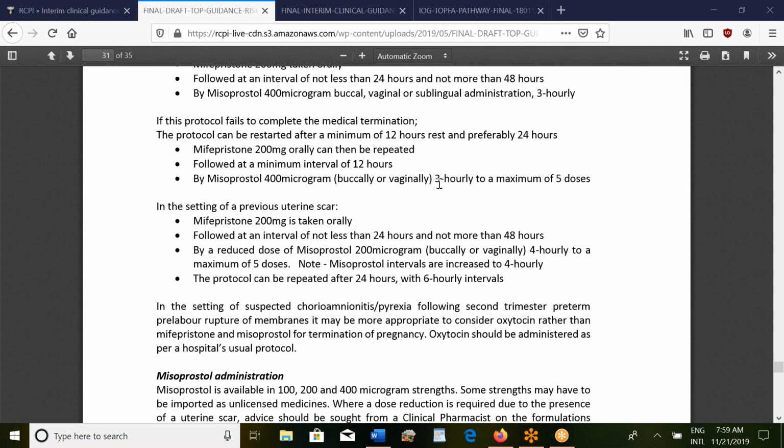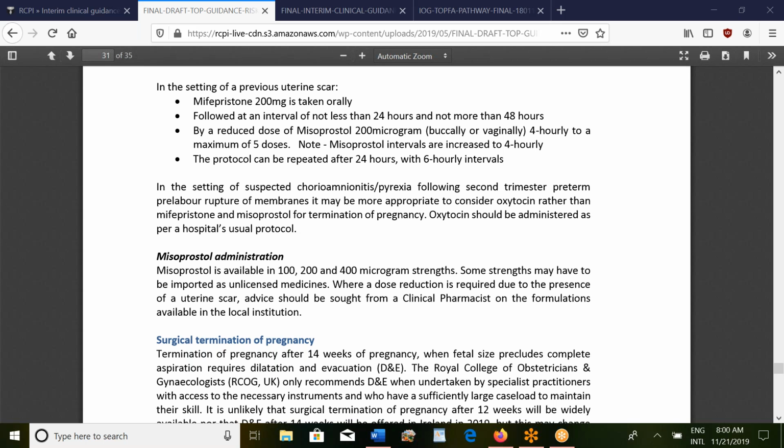Before we were giving 3 hourly. Again, you can give 5 doses. And it can be increased to 4 hourly interval. Before we were giving at 3 hourly interval. And then it can be repeated after 24 hours with 6 hourly interval. So the duration will increase. That is the point. So if you remember this much, you are good to go.